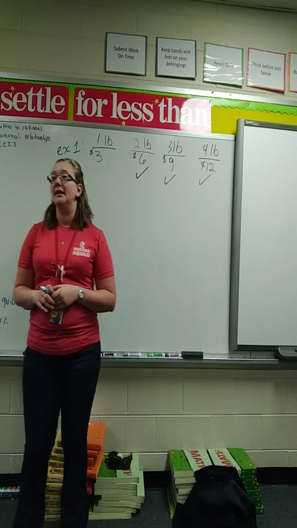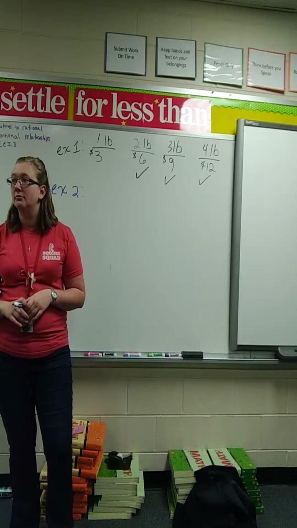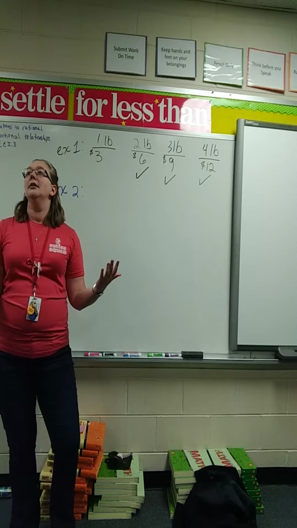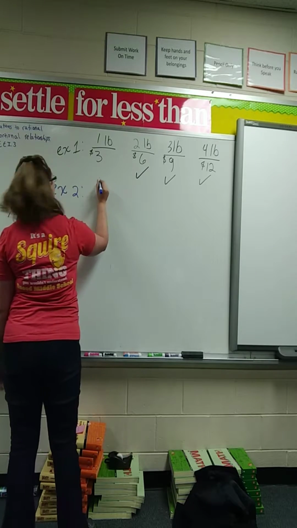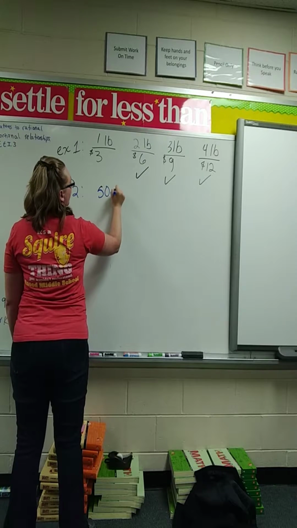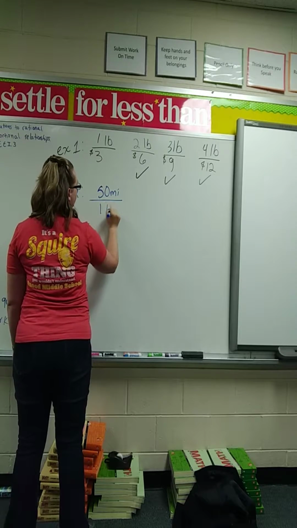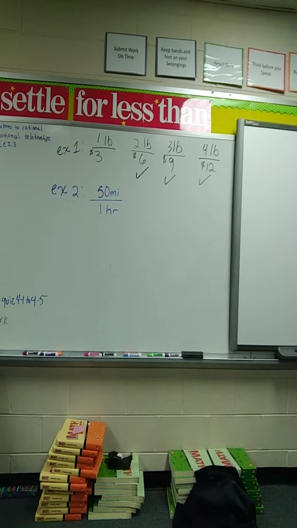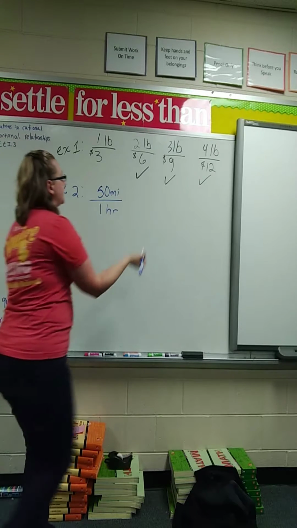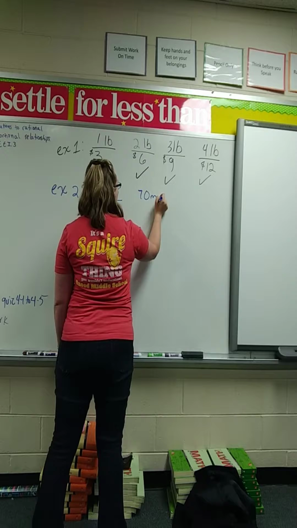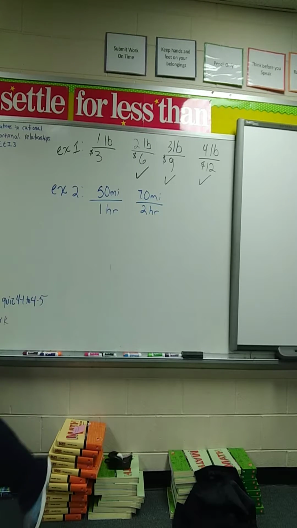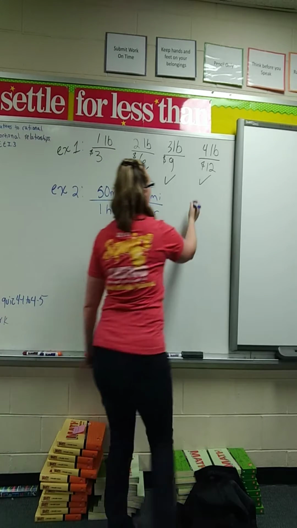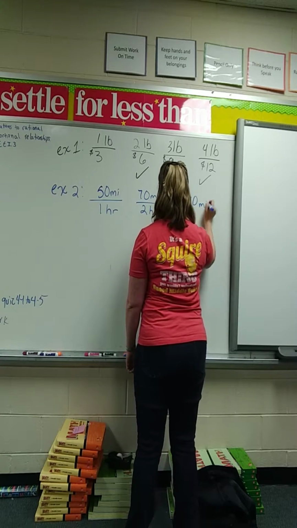Because in a book and an example, can we make it proportional? Totally. So, we traveled 50 miles in 1 hour, and in 2 hours they traveled 70 miles, and in 3 hours they made it 90 miles.